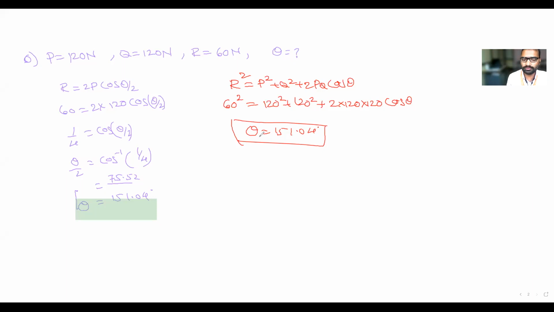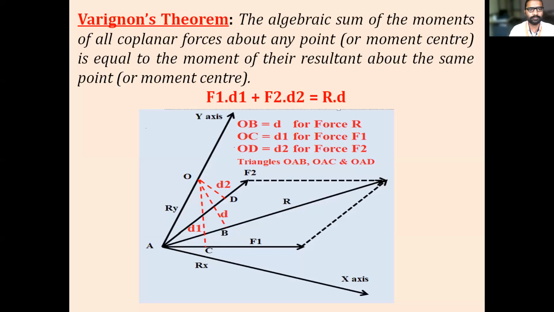Is there any doubt to anyone? No, sir. So it is clear. Okay, next, so we will go for the next point. The next term is Varignon's theorem. What does this Varignon's theorem say? So all of you concentrate.